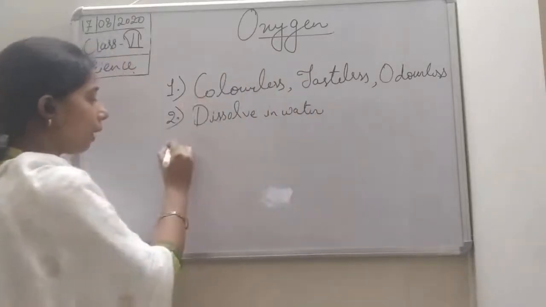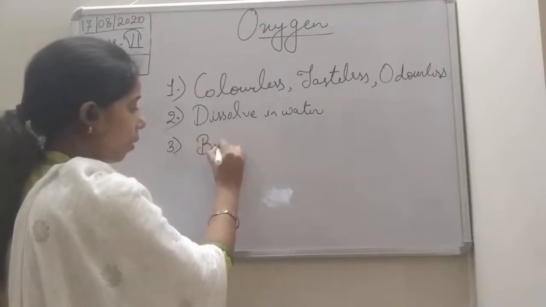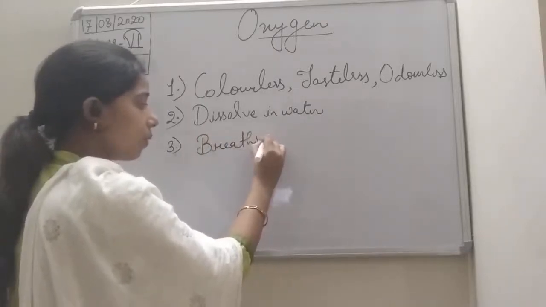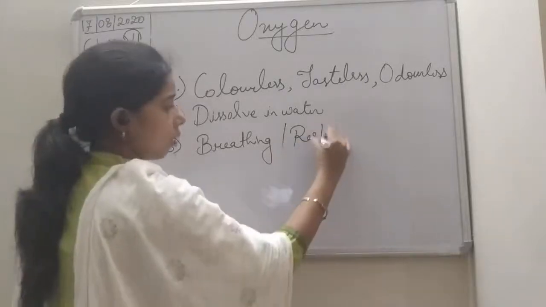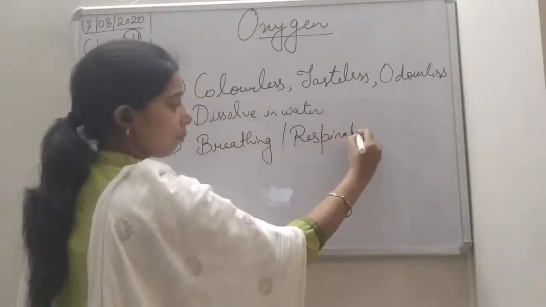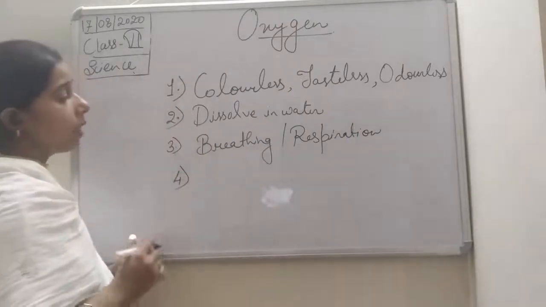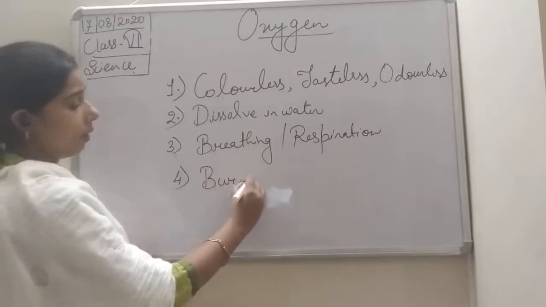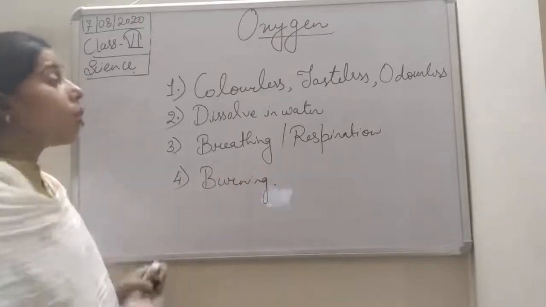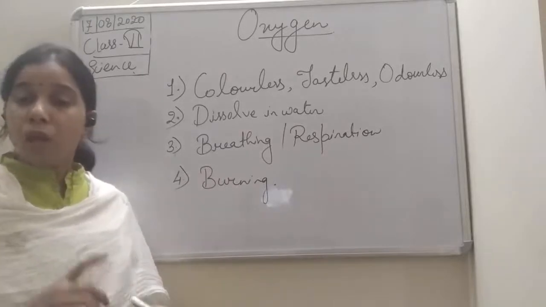The third thing that we have discussed is that it helps in breathing. Okay, breathing, as well as all the living organisms respire. So it also helps in respiration. Then the fourth thing that we have discussed, students, is that it helps in burning. Okay, so all these things are what? These are the properties of oxygen, students.